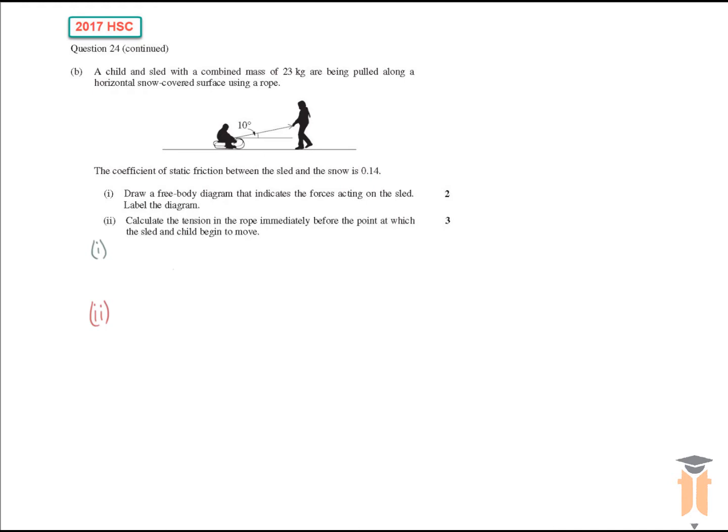So you've got the weight force, which is always directly downwards. You have the normal force, which is perpendicular to the surface. You have the friction force, which is opposite to the direction of motion. And we have the tension force, which is being pulled at 10 degrees above the horizontal. And that's how the free body diagram should look.